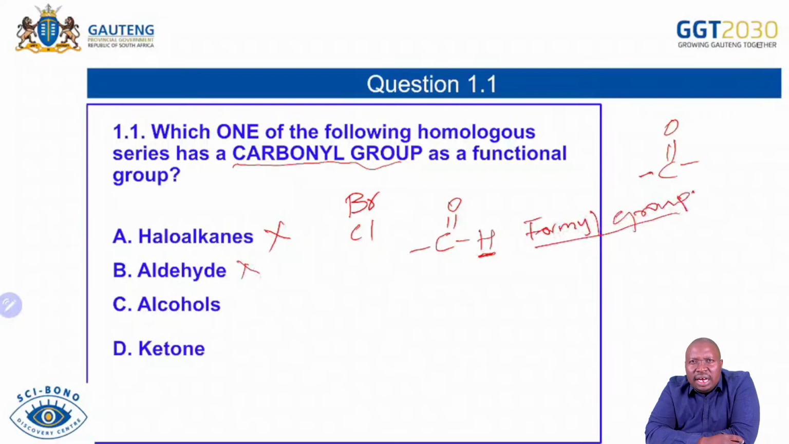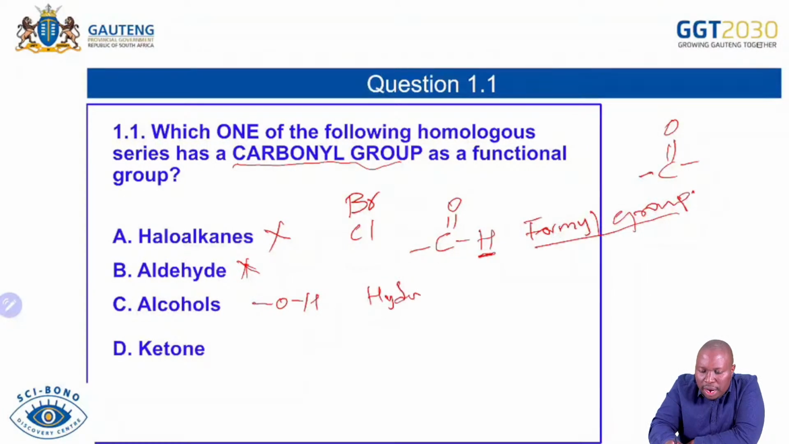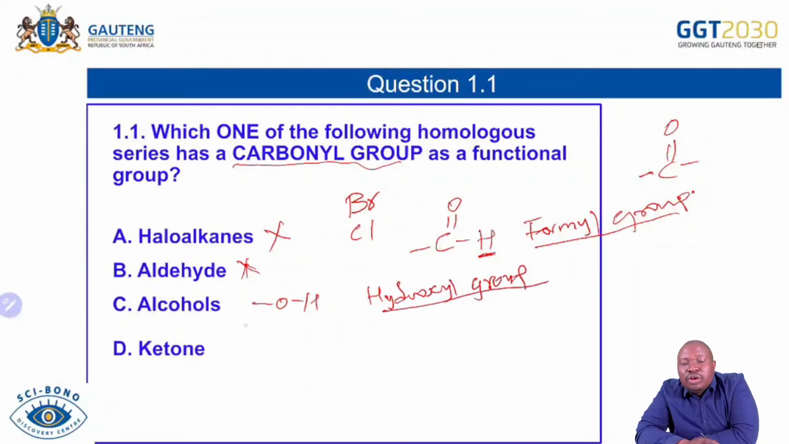Let's look at our next option, option C, where we've been given an alcohol. When it comes to alcohols, you must understand that we have OH, which is our hydroxyl group. So you have to know that for alcohols, we have the hydroxyl group. So it cannot be a carbonyl. You are only left with one option, which is option D, a ketone.